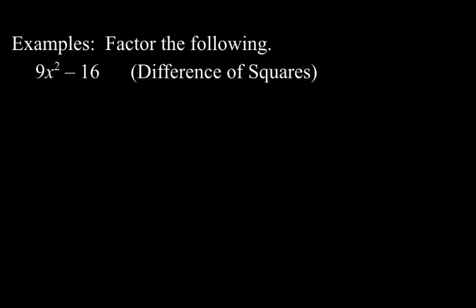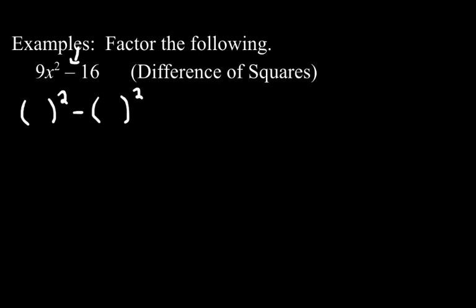So this example, and notice I've labeled it as the difference of squares, and we can tell that it's the difference of squares for this reason. First of all, we have to have a difference, so it's minus. And then the second thing is you have to be able to write it as a perfect square minus another perfect square.